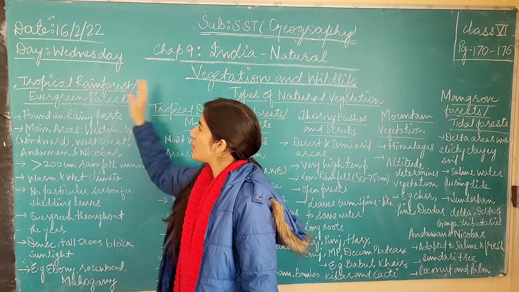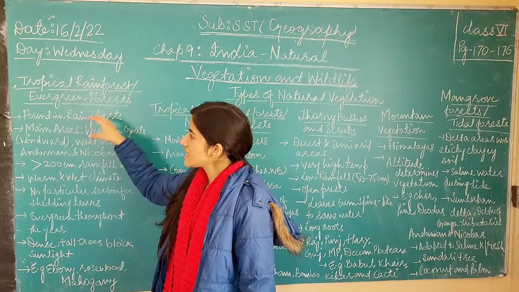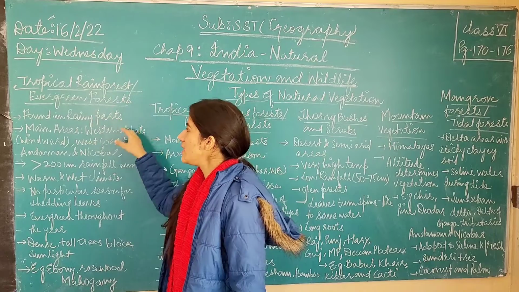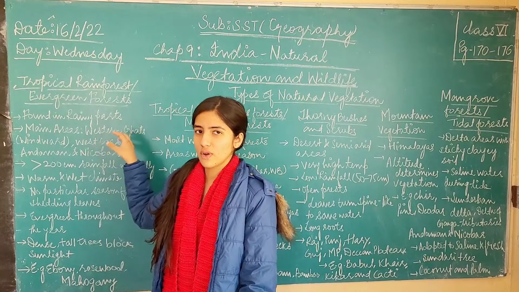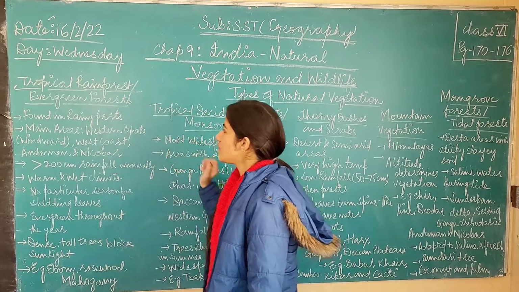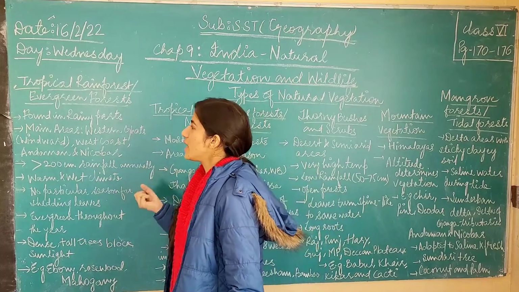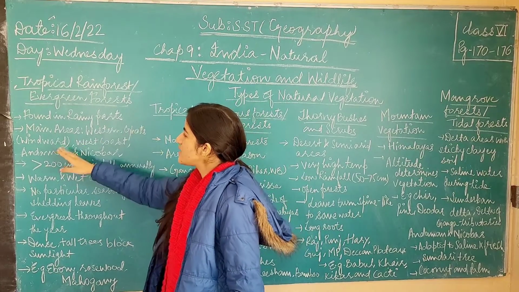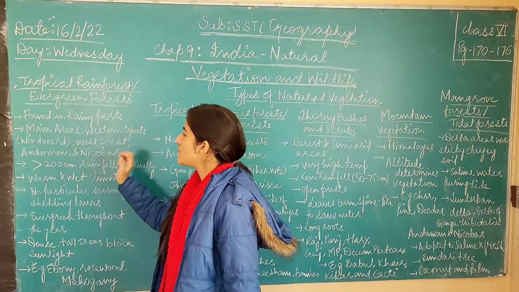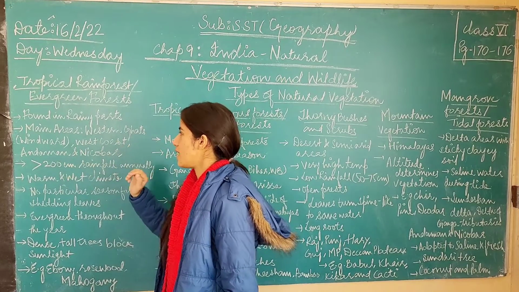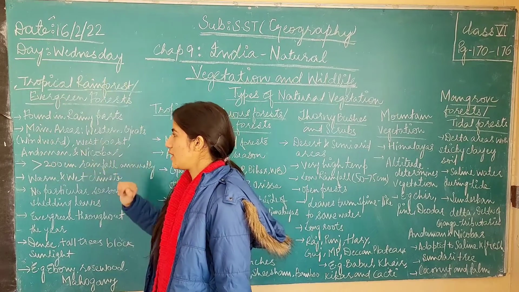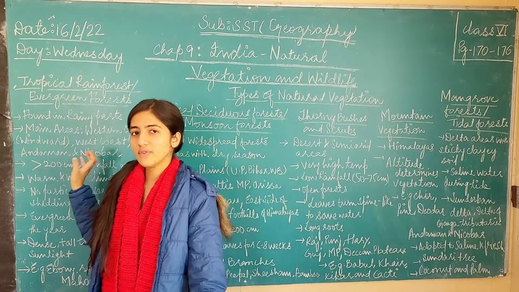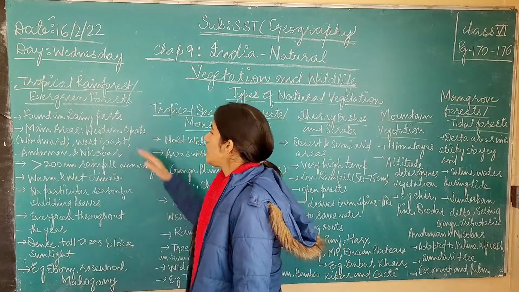So the first one is the tropical rainforest or the evergreen forest. These types of forests are found in the rainy parts of the country, the parts that receive most of the rainfall in the country, right? Then the next one is main areas: Western Ghats, windward side, West Coast, Andaman and Nicobar. So where are these types of forests found in India? The main areas in which these types of forests are found are Western Ghats.